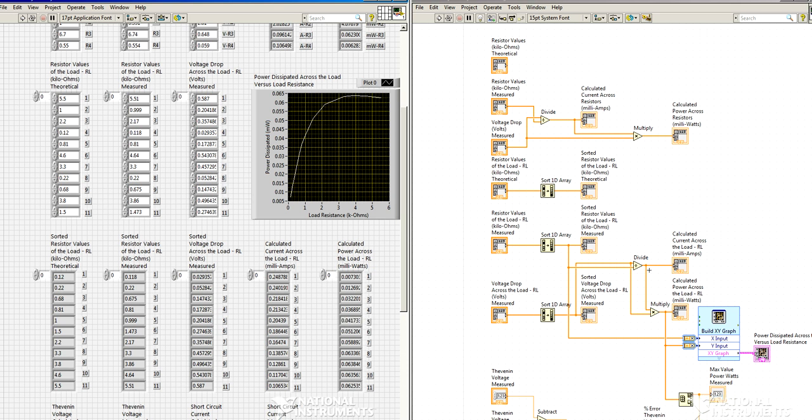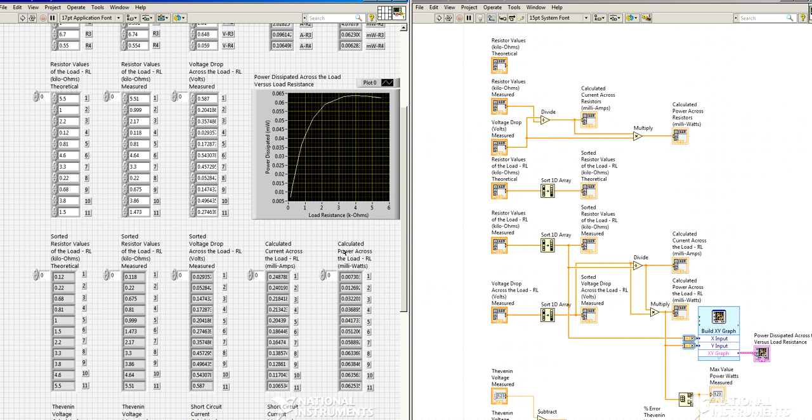Using this current that we just calculated, we then multiply it, following the block diagram, by the voltage drop across each one of their associated resistors. This will give us the power dissipated across each one of the resistors in question, the load resistors.